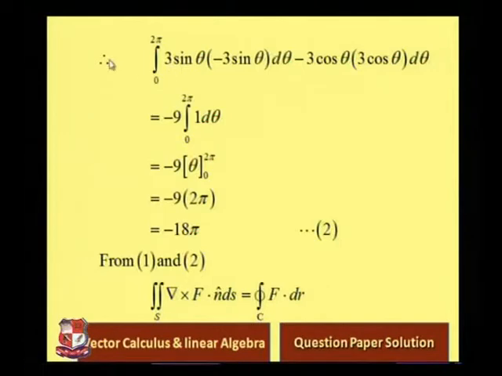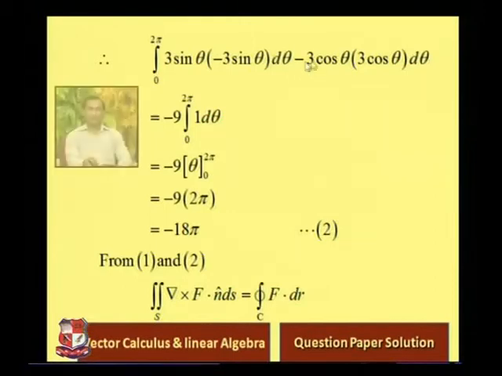So substitute all values. Therefore, from 0 to 2 pi, 3 sin theta times minus 3 sin theta d theta, minus 3 cos theta times 3 cos theta d theta. Solving this expression, we get minus 9 times the integral from 0 to 2 pi of 1 d theta. Solve this, and we get minus 18 pi, and this is number 2. From 1 and 2, both are the same, and therefore our given theorem is satisfied.